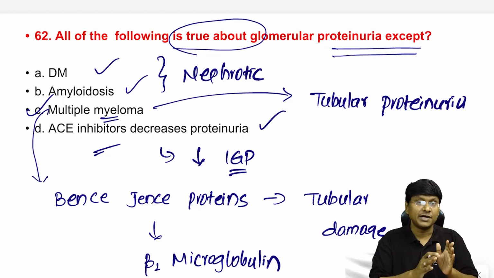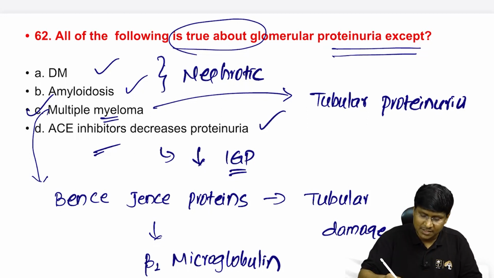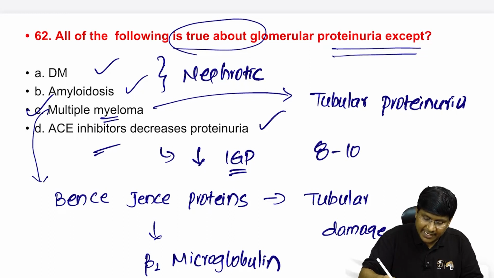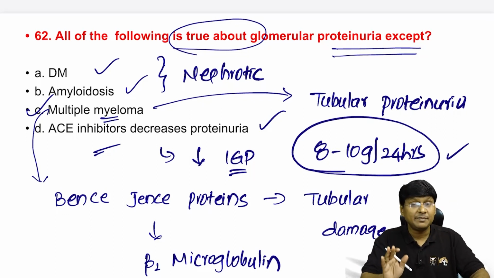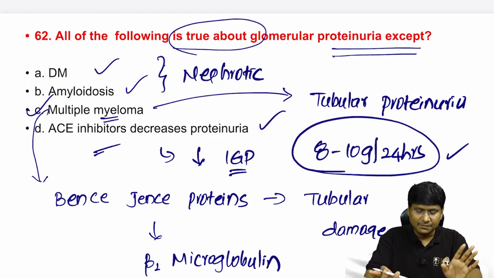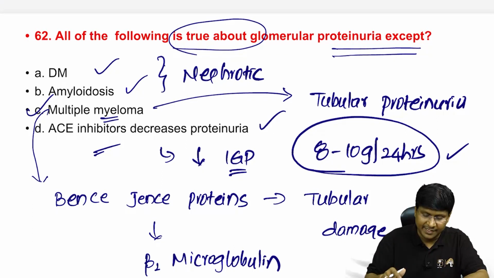And do you know what will be the quantity of the proteinuria in case of multiple myeloma? The quantity of the proteinuria will be 8 to 10 grams per 24 hours. That will be the quantity of the proteinuria in case of multiple myeloma, right? So that was the discussion related to the kidney.